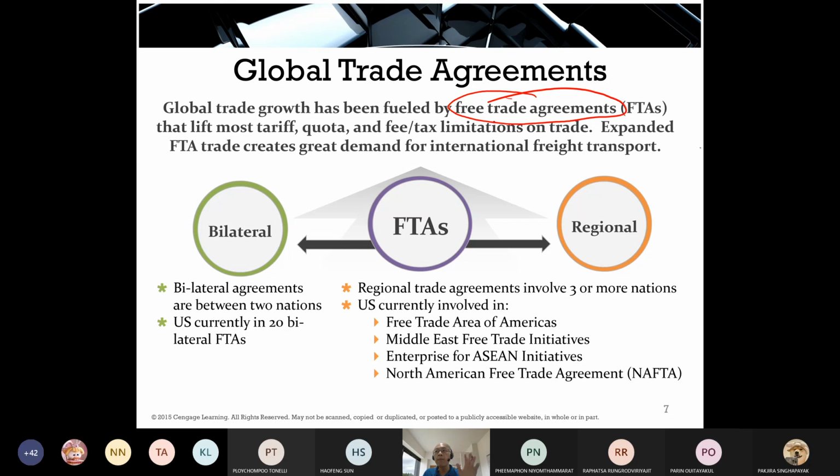Some items of tax will be decreased. Some of them will be canceled. This lowering of fees, with the elimination of those fees and tax, will allow faster and more business between countries, which eventually will create more demand for international trade, which will eventually create more demand in international transportation.